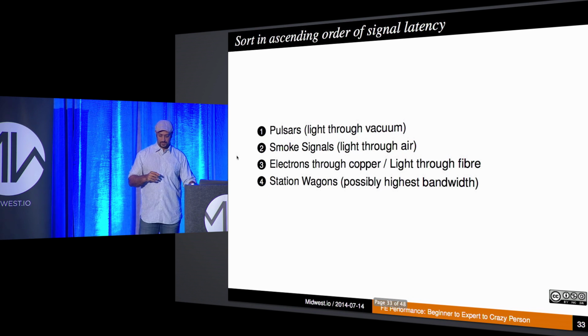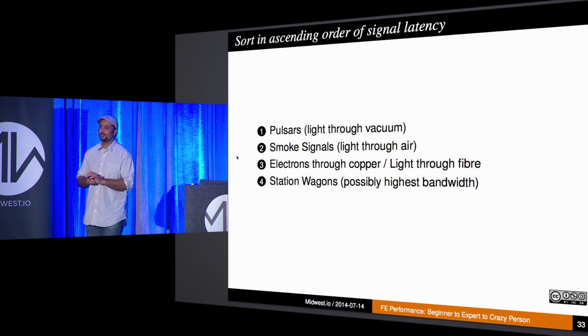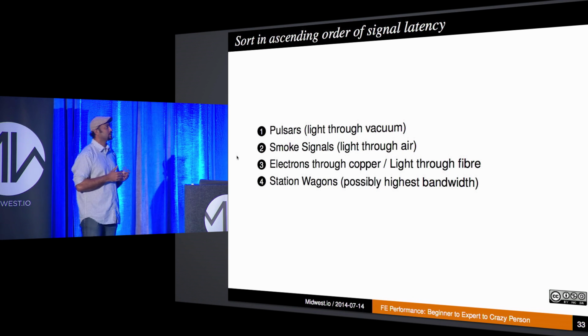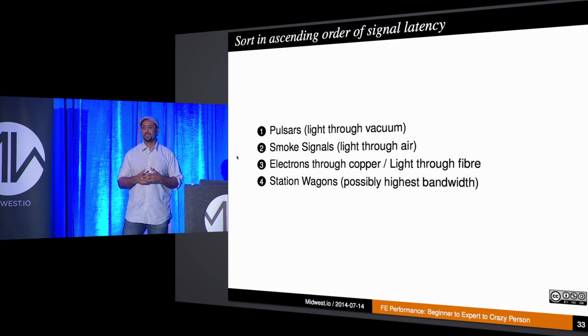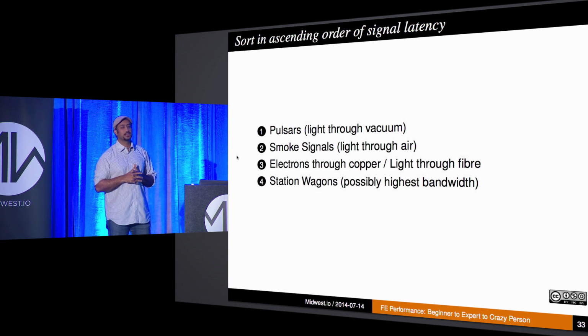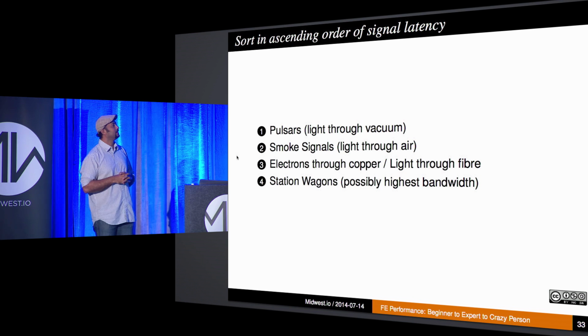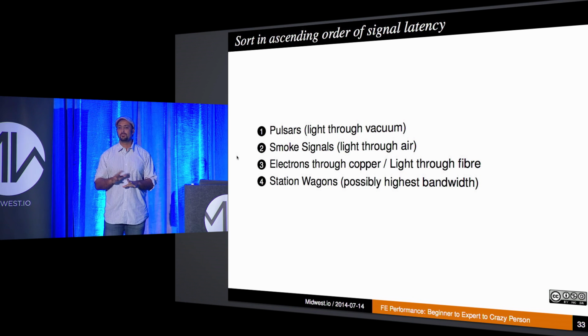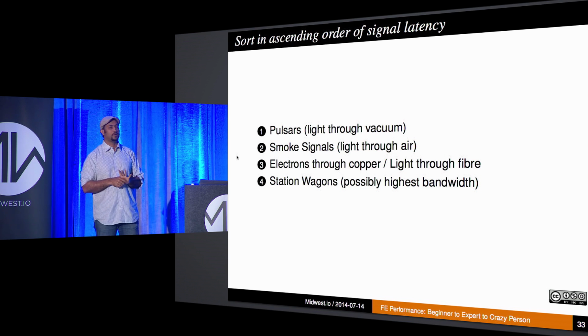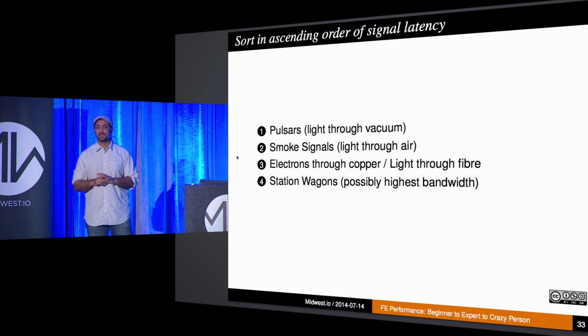Station wagons last. Well, turns out smoke signals are actually second. So pulsars are the fastest because they're light through vacuum. Smoke signals are light through air. The second fastest signal doesn't have very high bandwidth, but it's a pretty fast signal. Electrons through copper and light through fiber are pretty much the same, around 66% the speed of light through a vacuum. And station wagons are the slowest, but they potentially have the highest bandwidth.